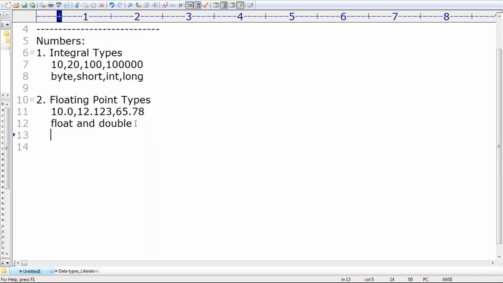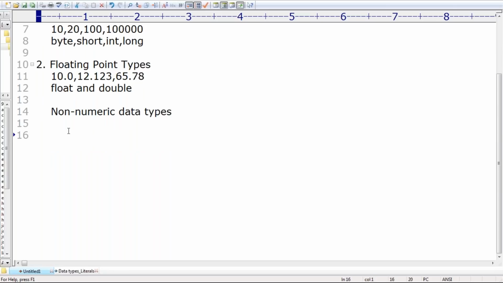Next, to represent non-numbers, non-numeric data types. Sir, I don't want to represent a number, I want to represent characters. How many non-numeric data types are available? Here, 2 non-numeric data types are available. The first one is char and the second one is Boolean.